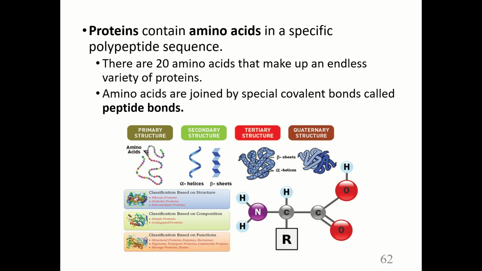Our last biological monomer and last few slides of our chapter will focus on proteins. So proteins contain amino acids in a specific polypeptide sequence. So again, we have the amino group, which will act as a base, and the acid group that will act as an acid, and in this case, they are organic acids and bases. So there are 20 amino acids that make up an endless variety of proteins. Each amino acid will be coded for by the triplets in the DNA. Amino acids are joined by special covalent bonds called peptide bonds. Thus, we call a growing protein a polypeptide.